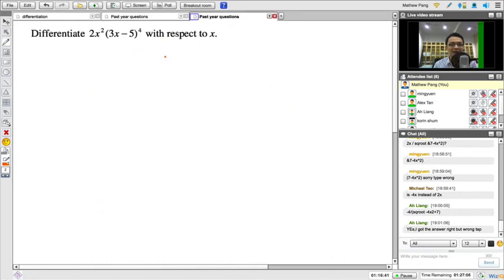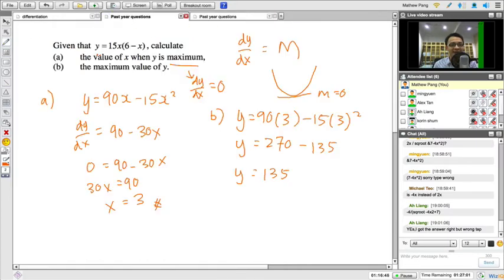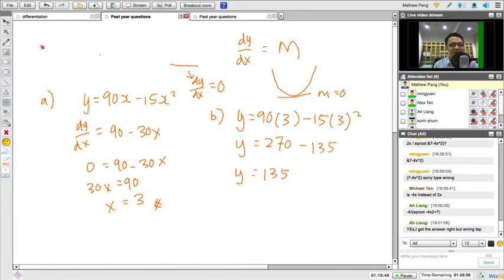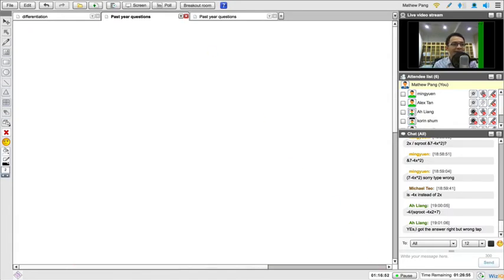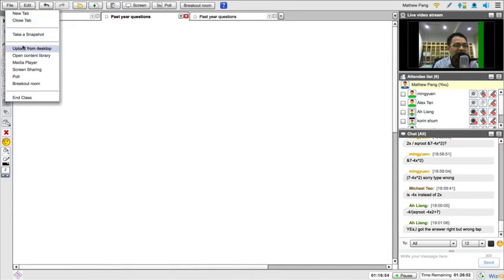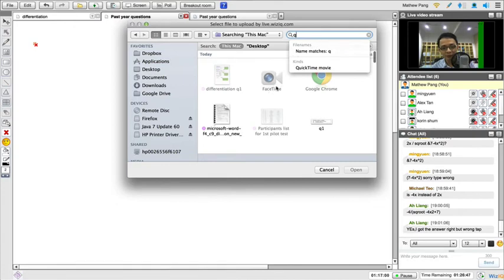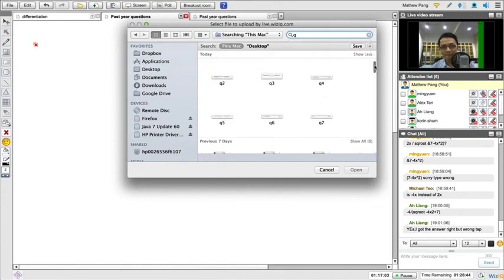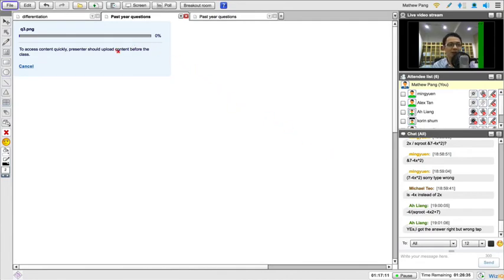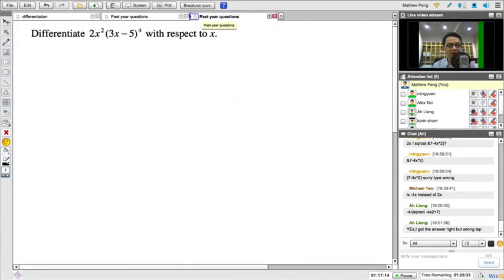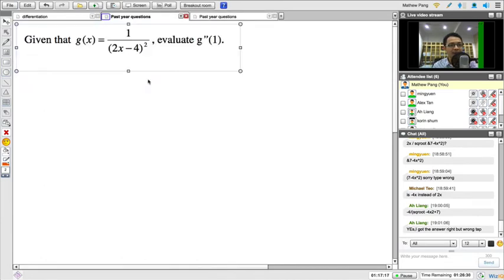Alright. Okay, this one has to use product rule. Okay, then later, let me just erase this one, and I erase everything, and then I upload another question. Let's see, just wait for a while. Q3, 4. Let's see whether this question is the same with this question or not. Alright, have a look at this one.